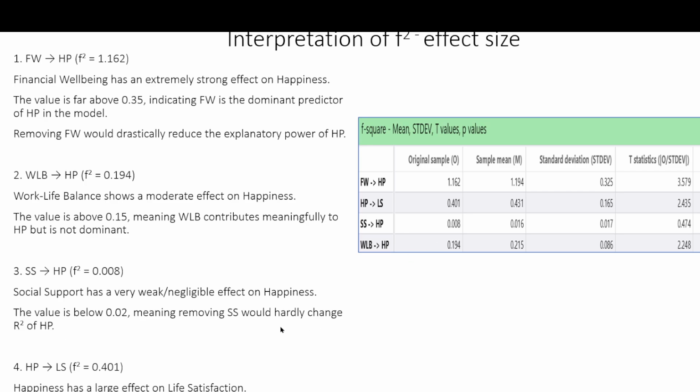And HP to LS, the F square effect size is 0.401. Happiness has a large effect on life satisfaction. Since the value exceeds 0.35, HP is a strong predictor of LS. So friends, in this way, we compute the F square effect size for all the independent constructs in our model. I hope you all understood this concept. So in this way, we have completed how to examine model accuracy in SEM based on R square, adjusted R square, and F square.